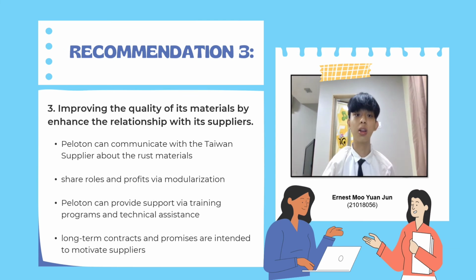Then, the third recommendation for improving the quality of its materials is to enhance the relationship with its suppliers. Peloton is recommended to build effective communication with the supplier, share roles and profit well as modularization, as well as implement and improve systems that connect the supplier and manufacturer through shared information and provide support via training programs and technical assistance to their suppliers. In addition, long-term contracts and promises by Peloton can motivate suppliers for quality improvements.